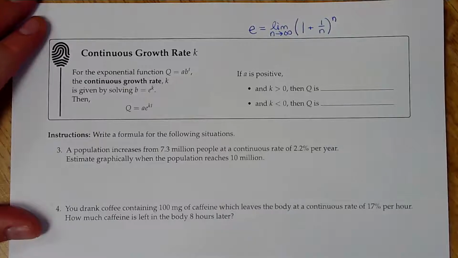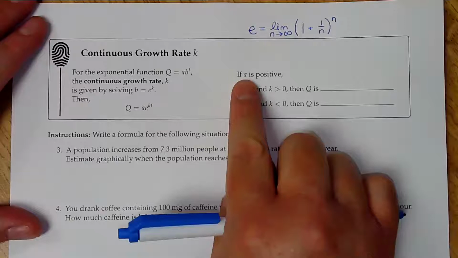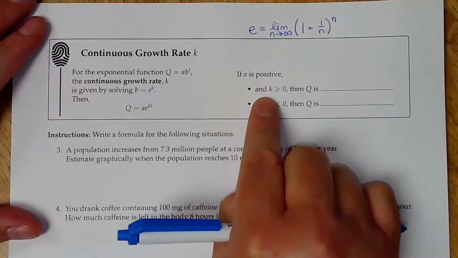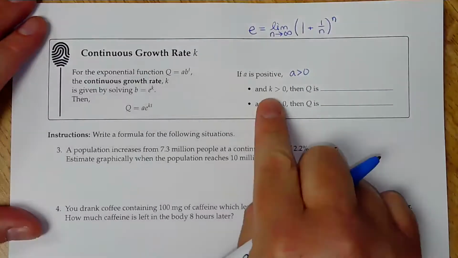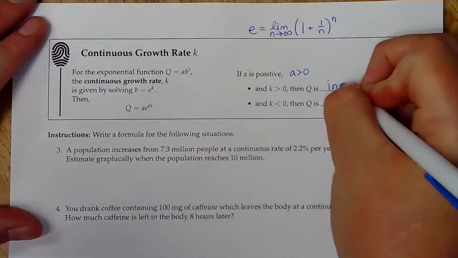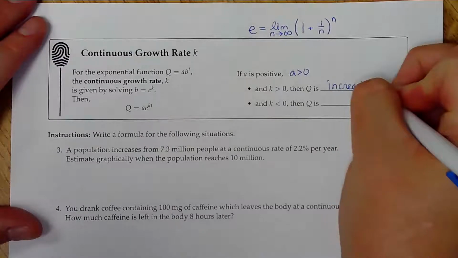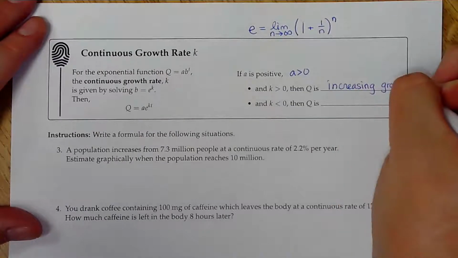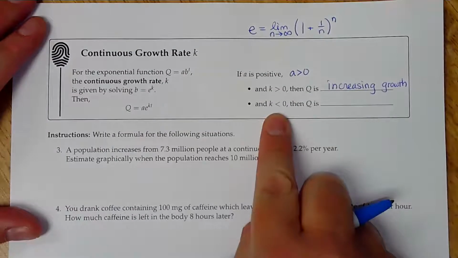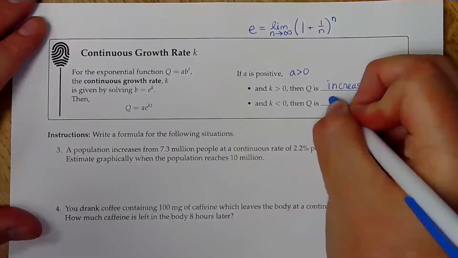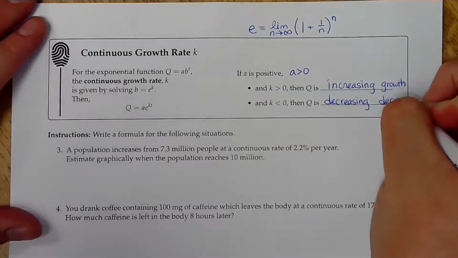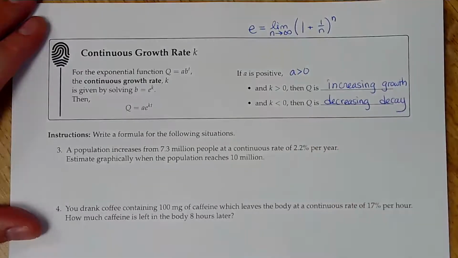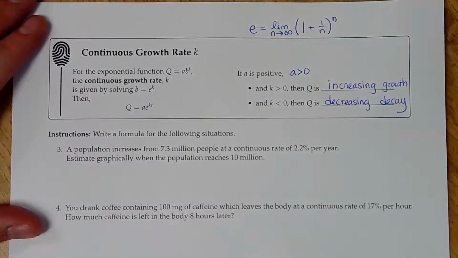The way that we know whether we have growth or decay depends on, first, if A is positive. If A is greater than 0 and k is also greater than 0, then Q is an increasing function, so we get growth here. If k is less than 0 when A is positive, then our function is decreasing, which means we get decay going on. All right, so let's look at a couple problems using this formula.